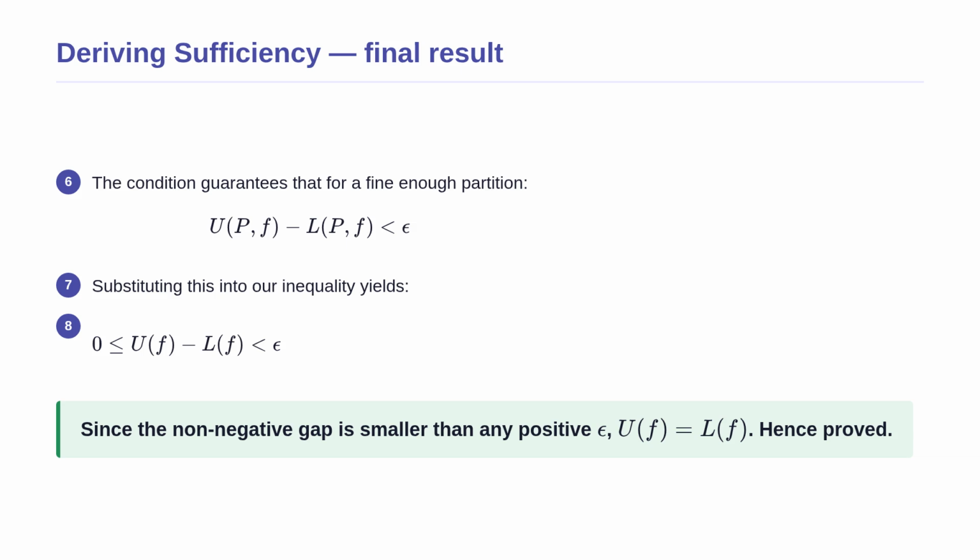Since epsilon can be any arbitrarily small positive number, the true gap is a non-negative number that is smaller than every possible positive number. The only mathematical choice left is that the gap must be exactly 0. This forces the upper and lower integrals to be perfectly equal, proving the function is indeed integrable.